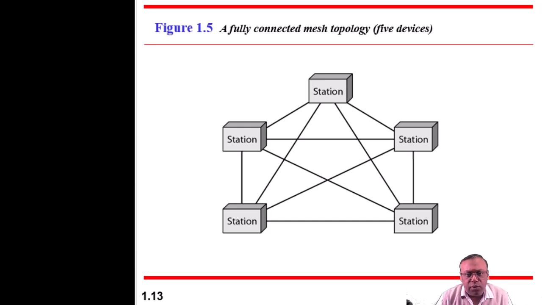So mesh topology provides reliable transmission, but another problem is that fault identification is not easy here, because there is a net of wires, so it is not easy to identify the faulty cable. To ease or remove these kinds of problems, we have the next topology, that is the star topology.